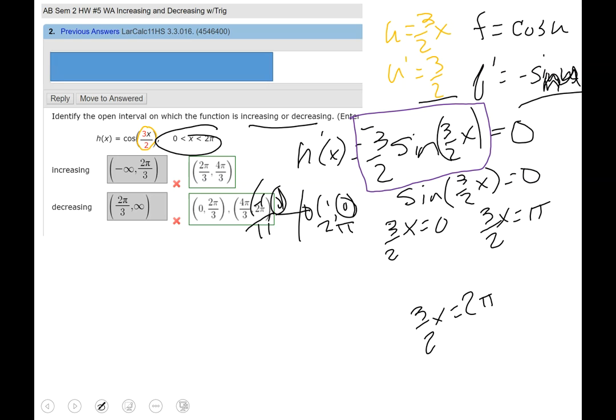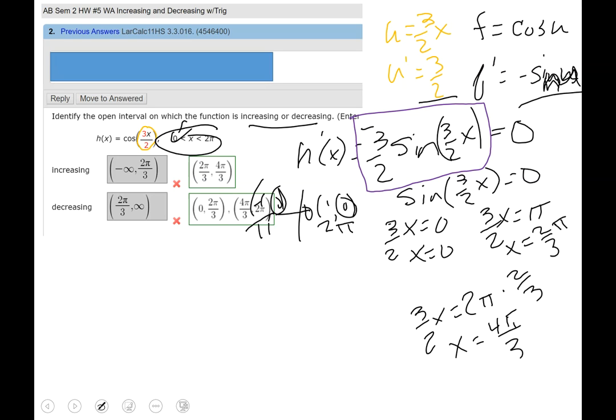All right, so we're going to multiply 2/3 by 0, and I get 0. So x equals 0. That's one of the endpoints. Okay. I'm going to multiply this on the other side, so by the reciprocal, I get 2/3 pi, or 2 pi over 3. And then here, we're going to multiply that. We'd get x equals, when I multiply by 2/3, 4 pi over 3. So those are my 3 critical numbers.